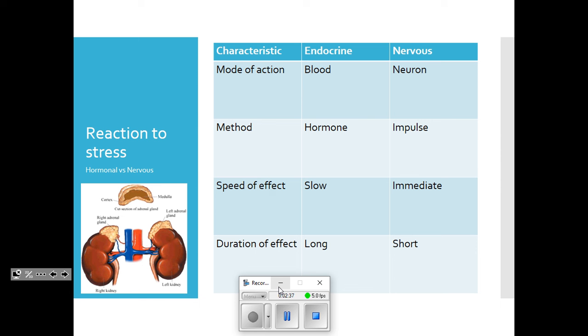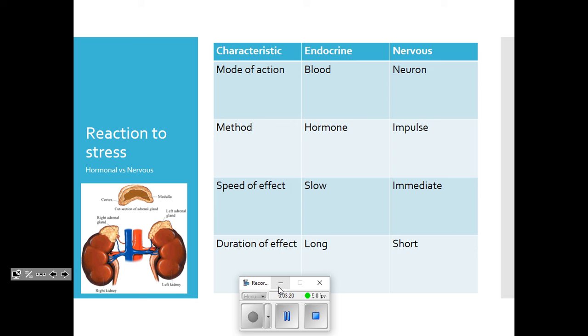For example, mode of action. Well, endocrine systems work by putting chemicals into the blood. That was kind of like the definition of what made something an endocrine gland. It's secreting a chemical messenger into the blood that we call a hormone. Your nervous system works using neurons that we studied in chapter 11. The endocrine system, like I said, was a hormone. Your nervous system works on nerve impulses. So action potentials. We learned all about those before. How action potentials are based on the membrane being depolarized, sodium rushing in, potassium rushing out. Between two neurons, there's a synapse where neurotransmitters are produced.